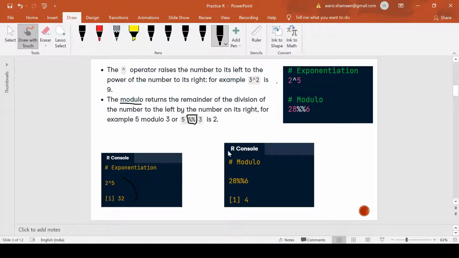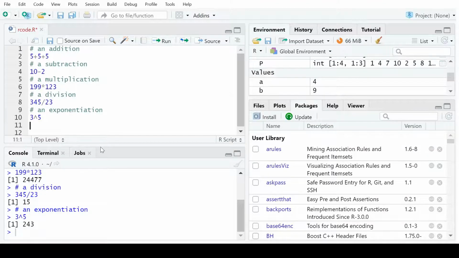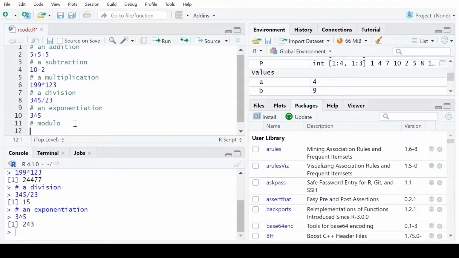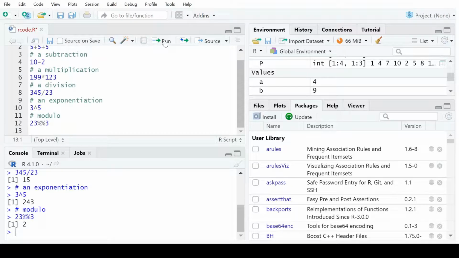If we type this with this comment and we need an answer of this, then in our console we could get the answer. This is a sort of calculation which we can perform very easily with the help of R. So we can do the calculation of modulo as well. How can we do this? We have already talked about it. If we write 23, two percentage signs, and 3, and we run this code, then we get this answer.